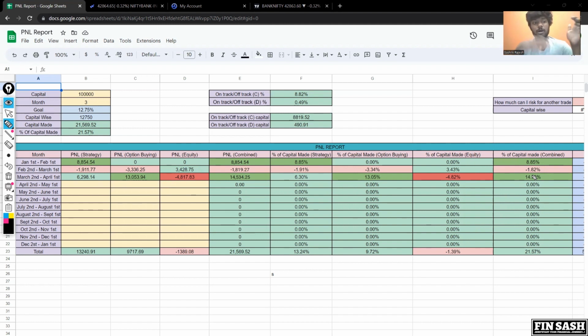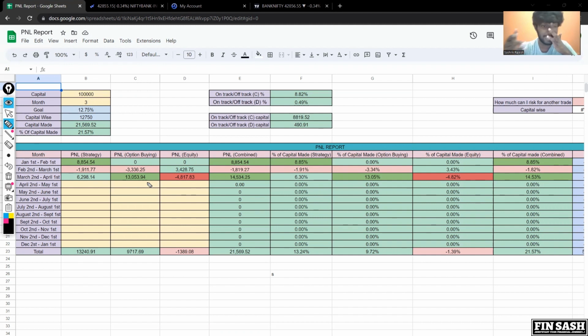After that, the month from March 2nd to April 1st was the best month so far because the strategy gave me 6%, which is quite good. I risked, because originally our goal is to get 4%, right? So I risked those 2% and got 13% of my capital in option buying. I'm sure you guys know, if you guys are traders, option buying is quite risky. If there's more risk, obviously there's more reward. So while risking 2% of my capital, I made 13% of my capital. That's how option buying works.